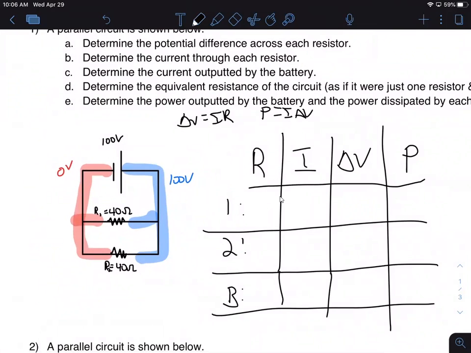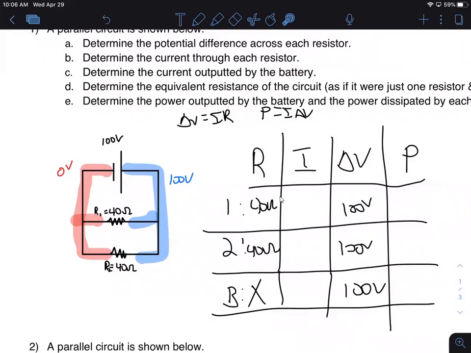All right, so what do I know? I know this is 40 ohms. I know this is 40 ohms. Battery doesn't have a resistance, so I don't have to worry about that. The delta V, the battery is adding 100. Each resistor is taking away 100. You could put negatives in front of these if you wanted to.